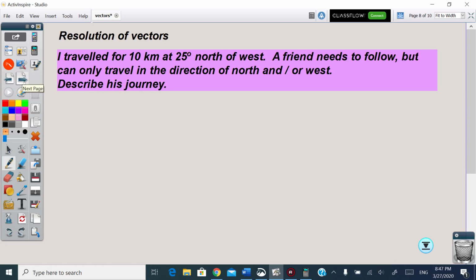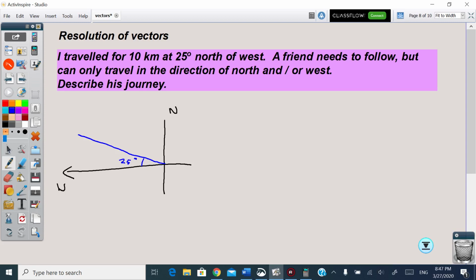Sometimes we need to divide the vector into two parts, into two components. So in this case, I have the resultant, the sum of the vector, and I want to divide it into two parts. So let's understand this question. I travel at 25 degrees north of west. So this is west and this is north. 25 degrees north of west is something like so, where this is 25 degrees.